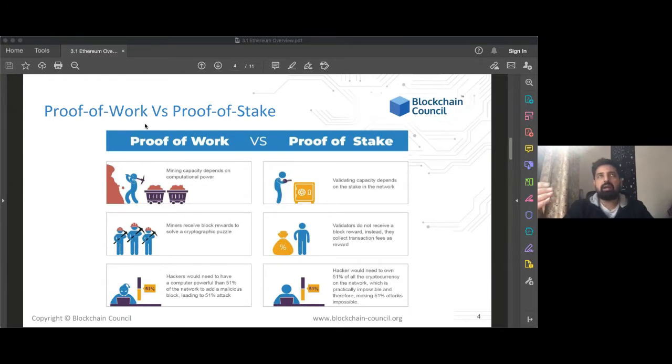Hackers would need to have a computer more powerful than 51% of the network to add a malicious block, leading to a 51% attack. A 51% attack refers to a point when you have brought in a machine which is more powerful than 51% of the network, and that's where the consensus algorithms might fail, because you have the consensus on your side. If there are 100 nodes in the network, you have the power of 51.